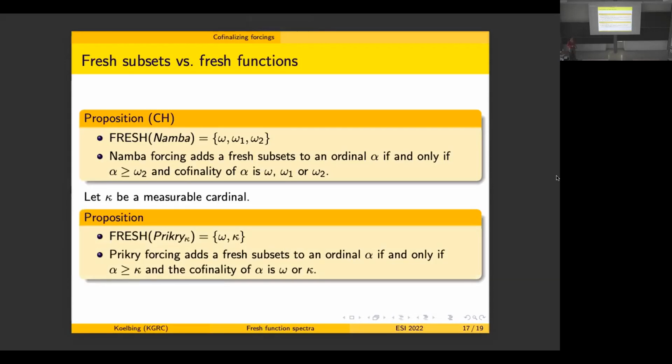And similar for Prikry forcing. For a measurable cardinal kappa, the fresh function spectrum is omega and kappa. And again, fresh subsets are added for an ordinal if and only if it's at least kappa and the cofinality is either omega or kappa.